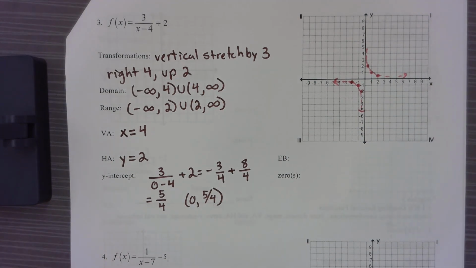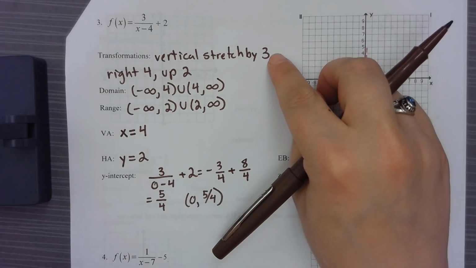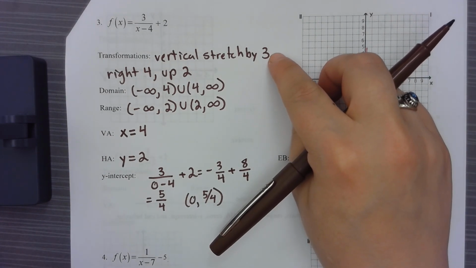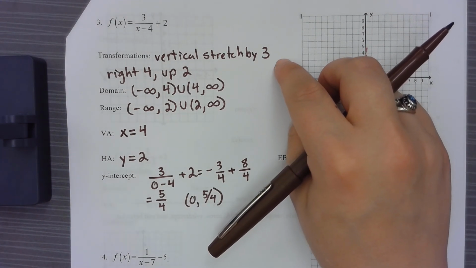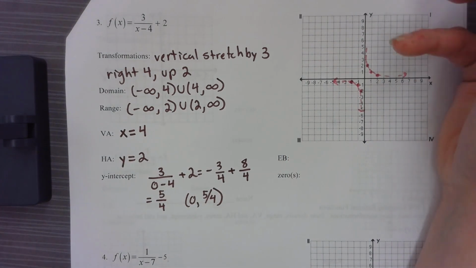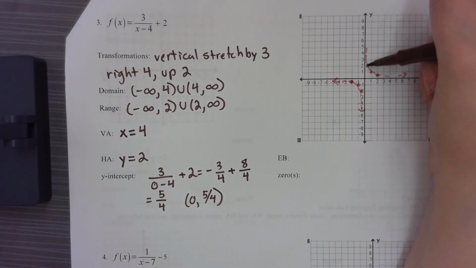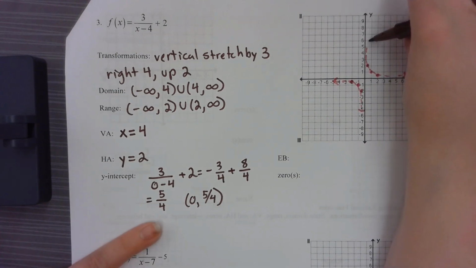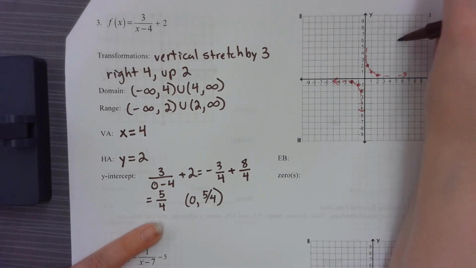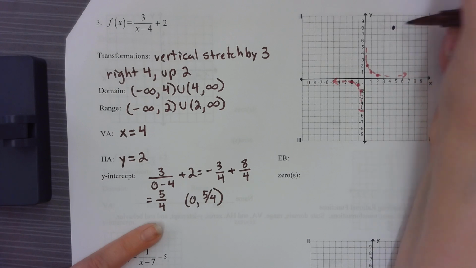Okay, so now I'm going to perform my transformations. So this one is a little tricky because we do have a vertical stretch by 3. So this time we're tripling those y values. So if I have the point of 1/2, 2, I'm going to multiply those y values by 3. So that's going to give me 1/2, 6. And then I still need to move right 4. So 1, 2, 3, 4, and up 2. So that's going to take me all the way over here.